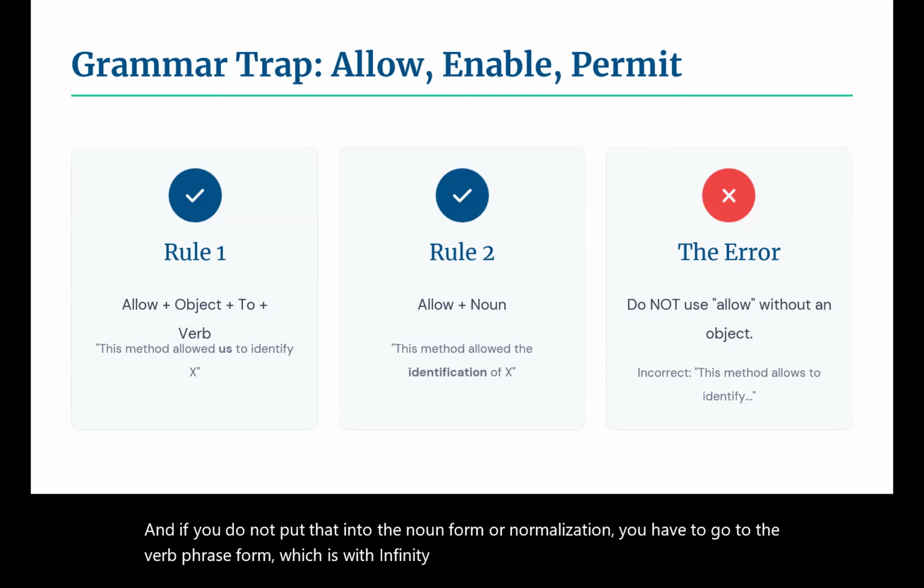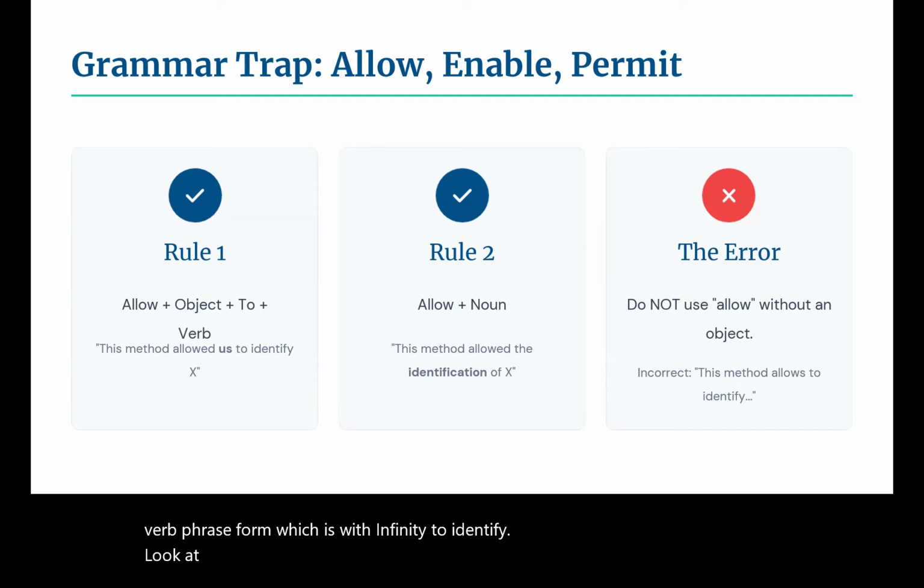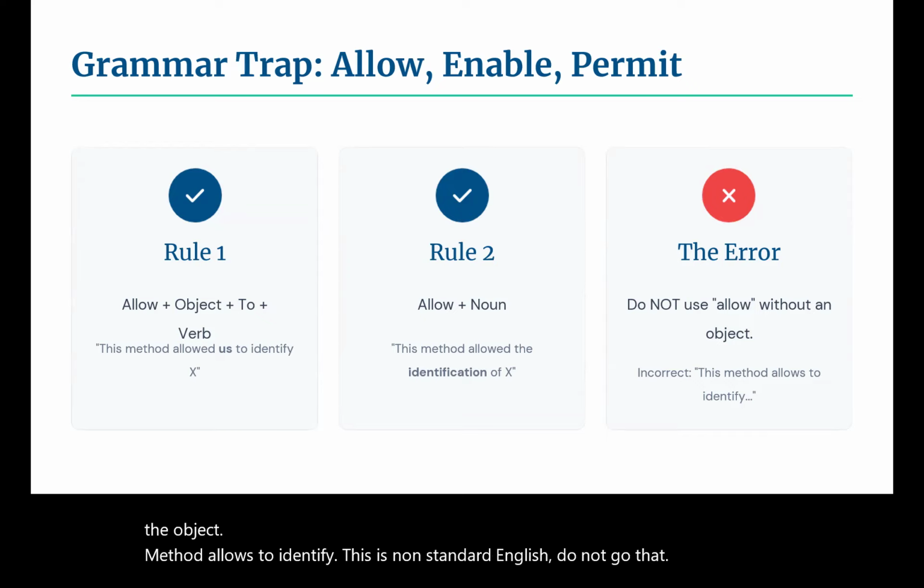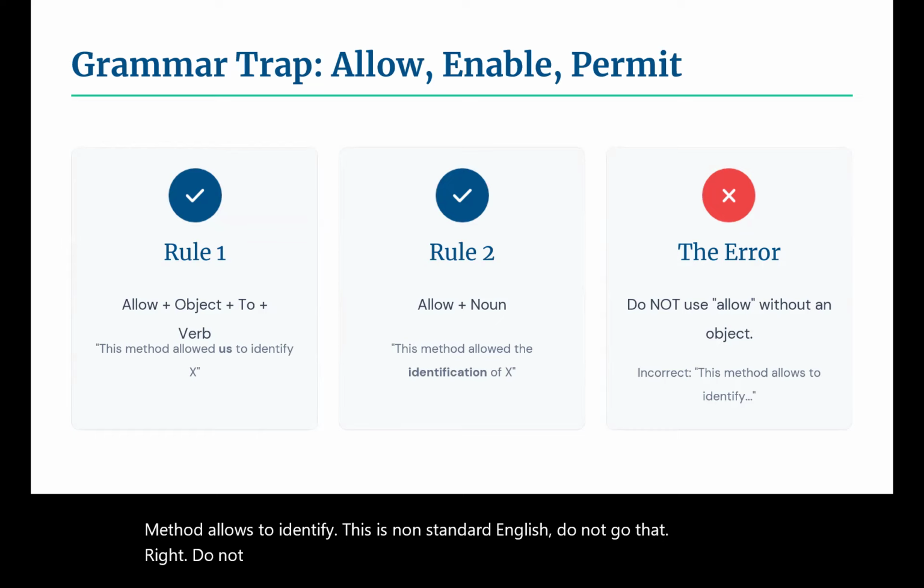Look at what I am describing as the error. Do not use allow without an object. Say, for example, this method allows to identify. This method allows to identify. Now, you are losing the object. Method allows to identify. This is non-standard English. Do not do that. Right? Do not keep yourself trapped.